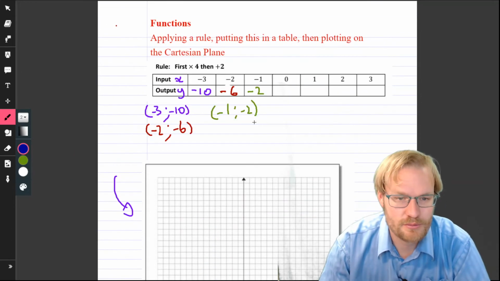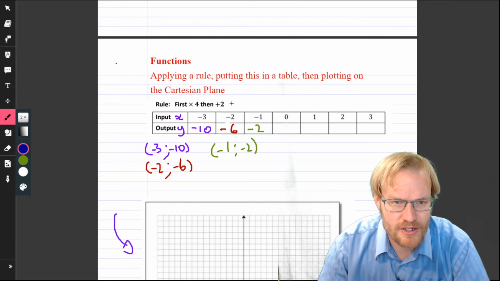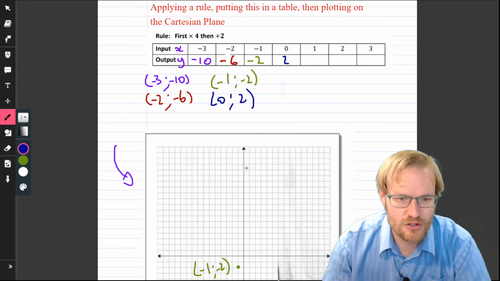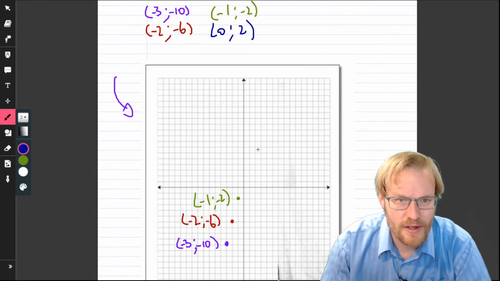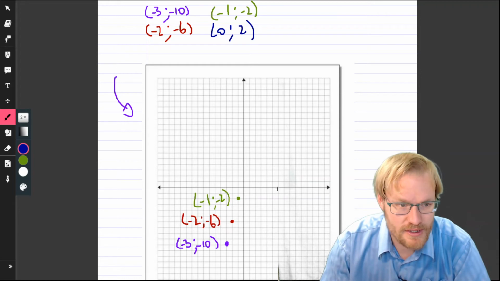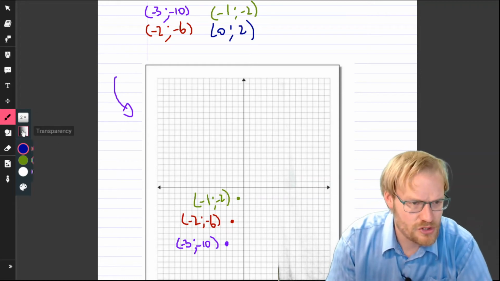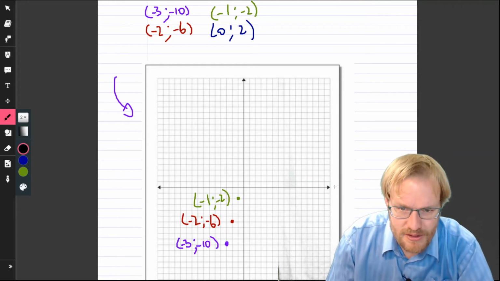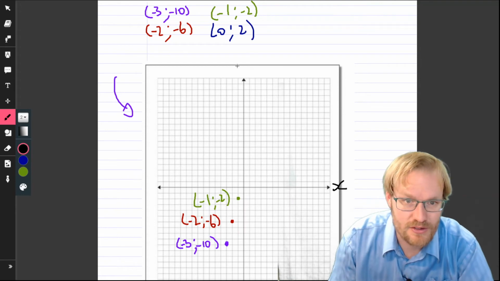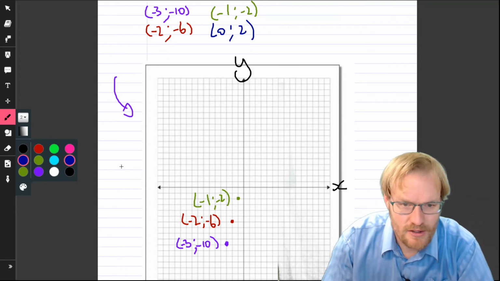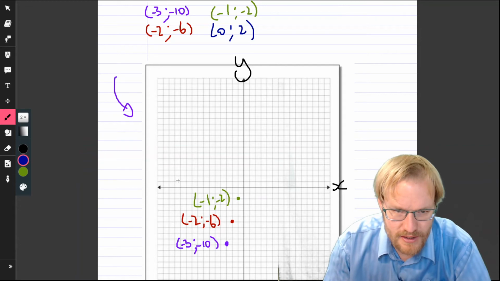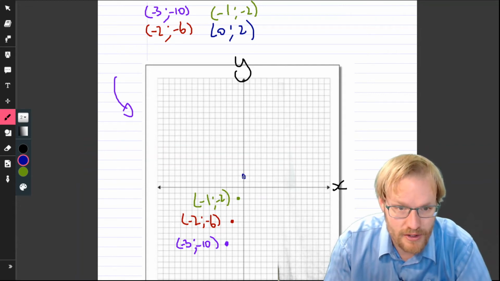Let's go for this blue color. Say, well, 0 times 4 is just 0, plus 2 is 2. So when we input 0, our output is 2. Cool, so our input 0, so along this axis here, which we definitely need to label to say this is our x-axis and this one's our y-axis. So if we've gone nowhere along the x-axis, so we're there in the middle, we've gone up by 2, there it is.